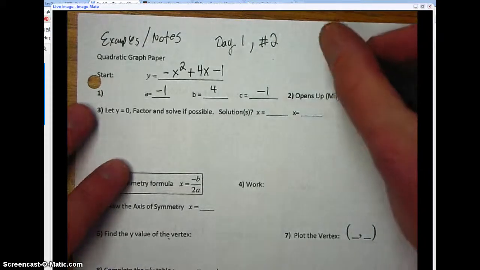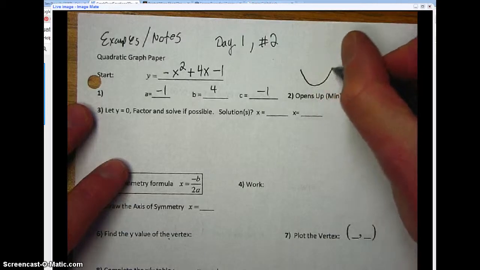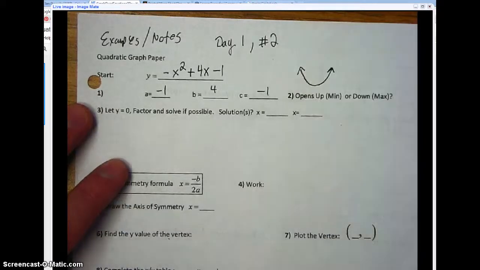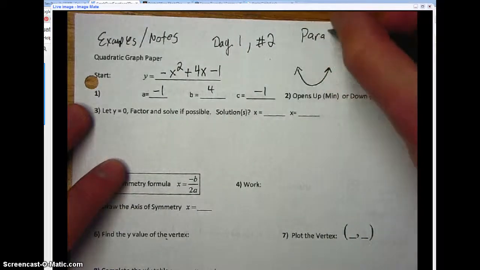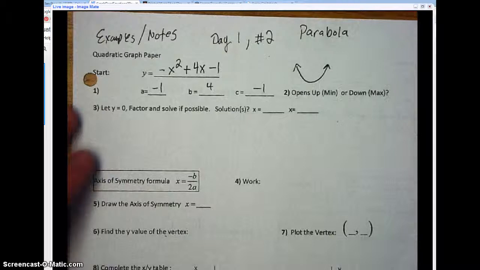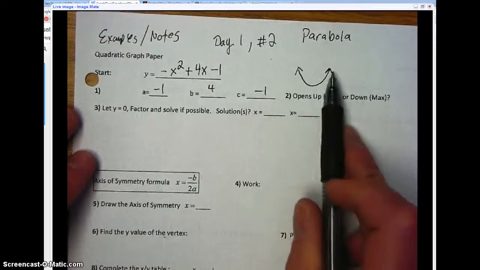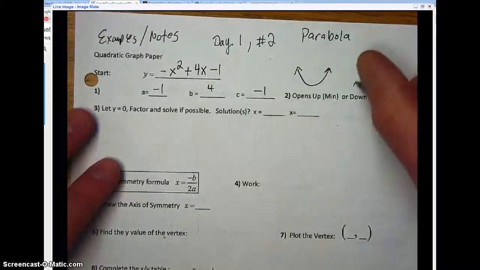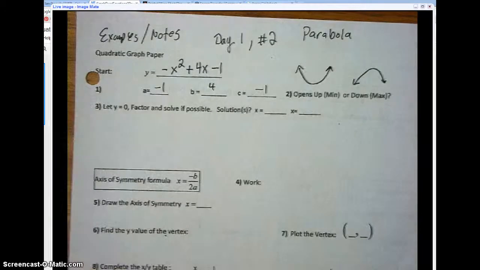Does anybody know the name of the shape that looks like this? Kiara? This is a parabola, guys. Parabola. Now, guys, they open upward. What I mean by that is it looks like a smiley face. When it opens downward, it looks like a frown face. And now, how do you know this? Well, there's one way to tell, and it's always true.